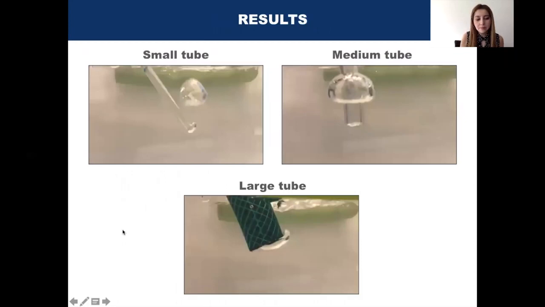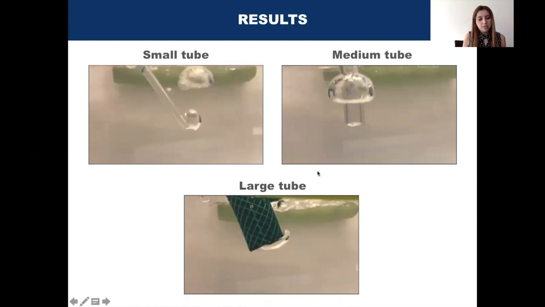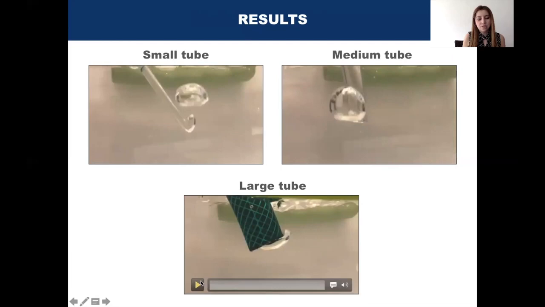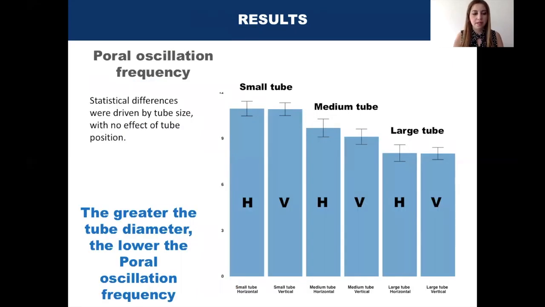Let's see some examples of bubbles from the 3 types of tubes. This is for the small tube, now the medium tube, and finally the large tube. So let's take a look at the results.